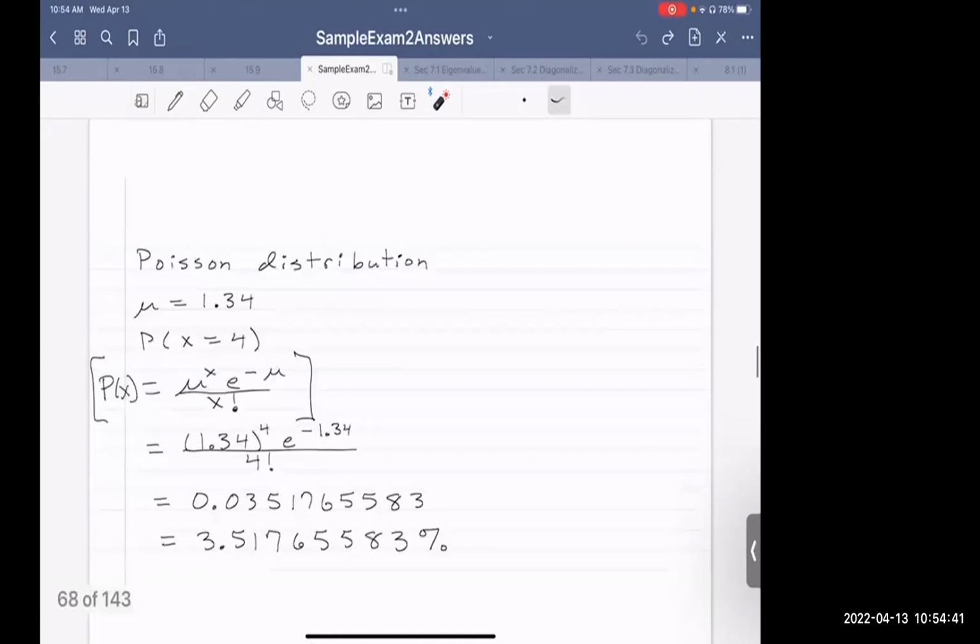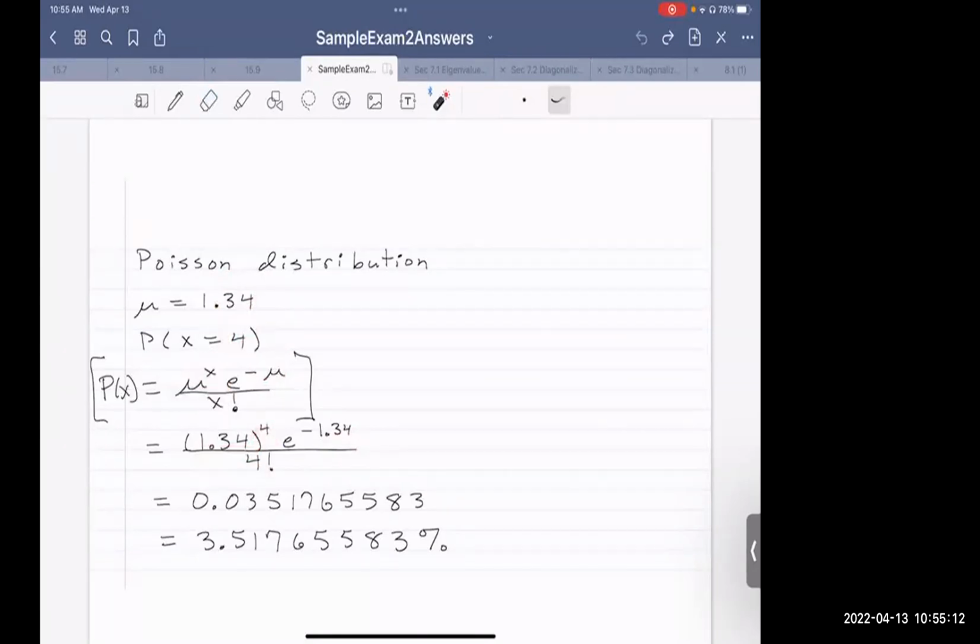So we have a Poisson distribution. I have that mu is equal to 1.34. I want to find the probability that x is equal to 4. So let's use the Poisson probability formula. Mu to the x e to the minus mu over x factorial. And so mu here is equal to 1.34. X here is equal to 4.